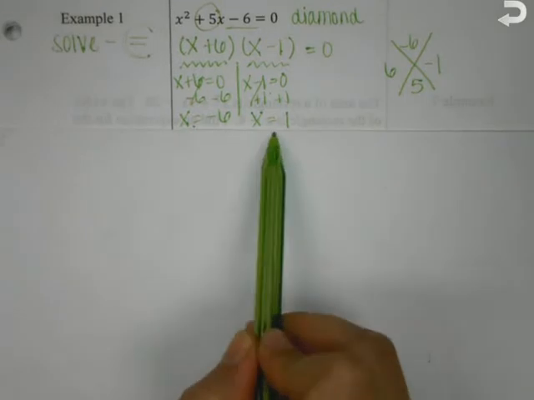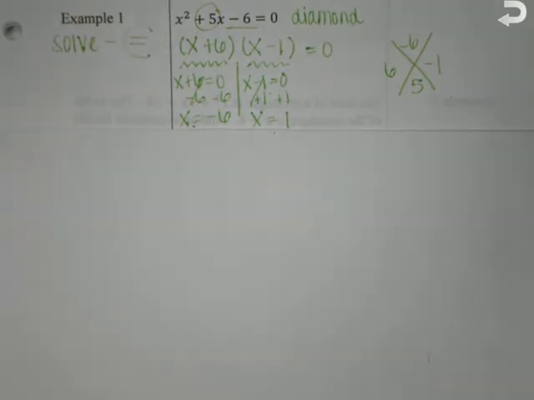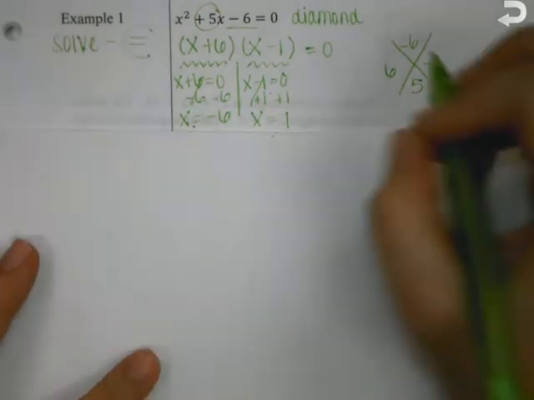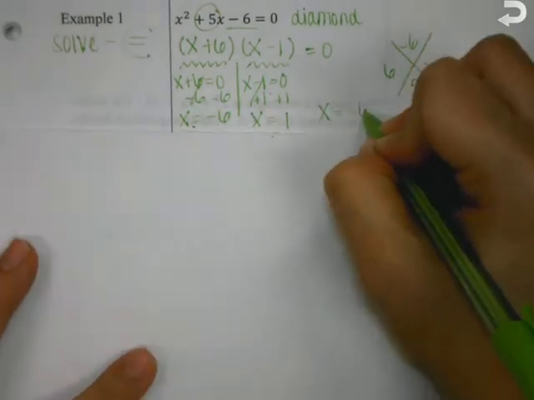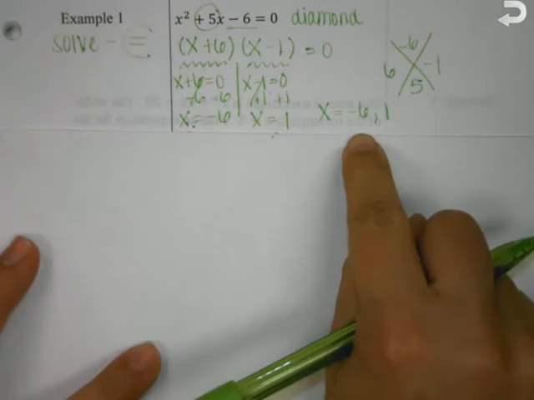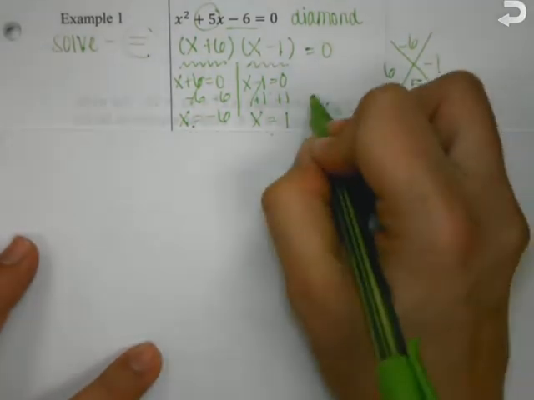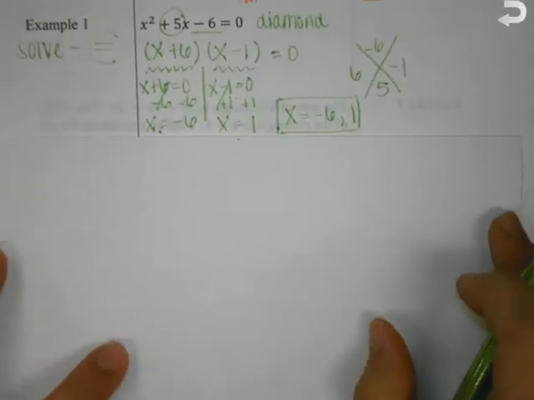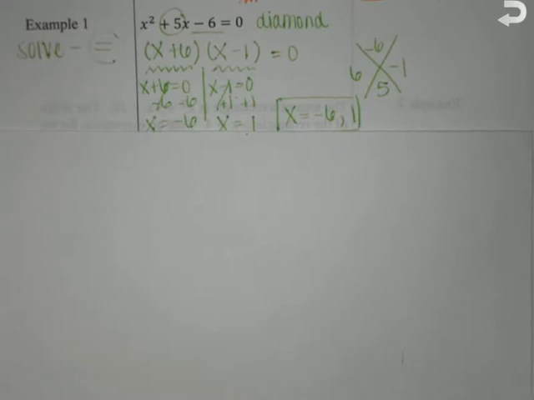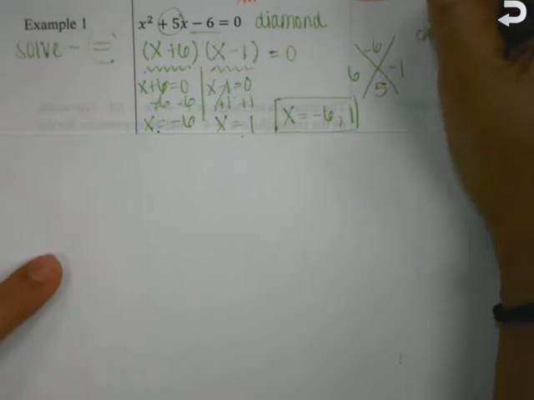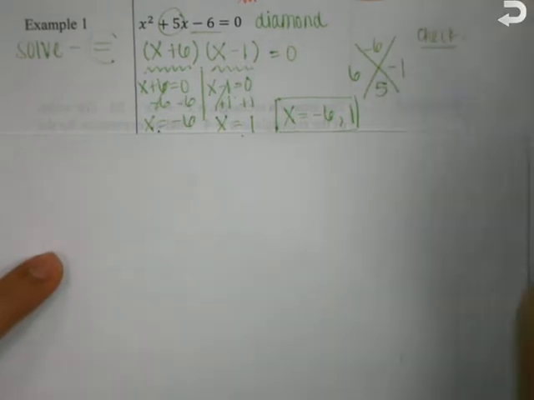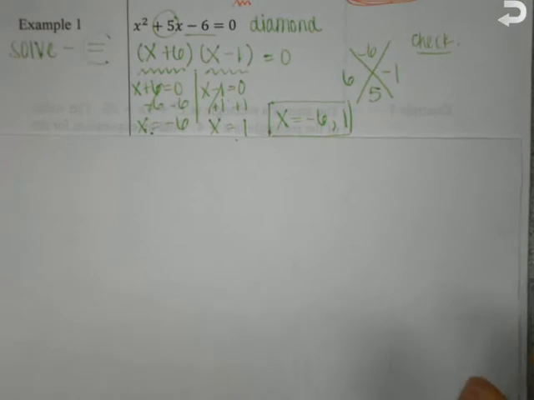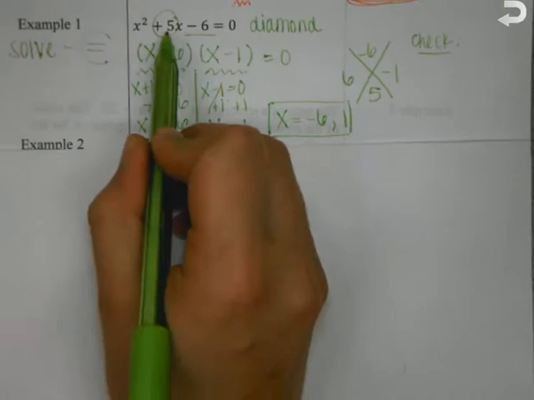How many answers is that? 2. So here's what we're going to do. Let's write it out first. We can just write it as a list, negative 6 and positive 1. So if I have 2 answers, you guys are going to hate me. How many checks do I have to do? 2. So on the right, write your check. We are going to plug each of these x's into the original problem. So let's do x equals negative 6 first.